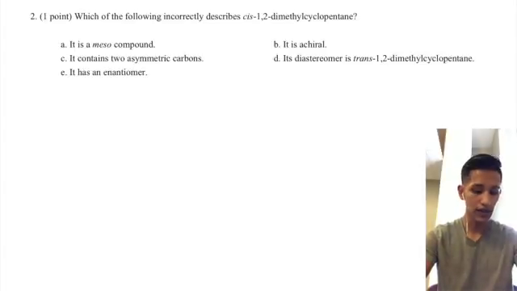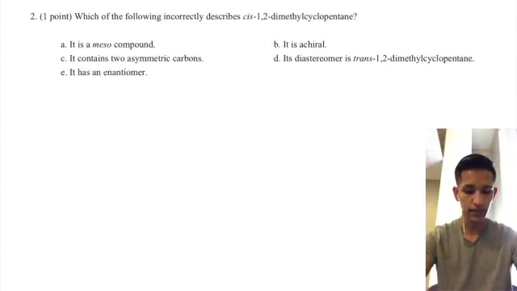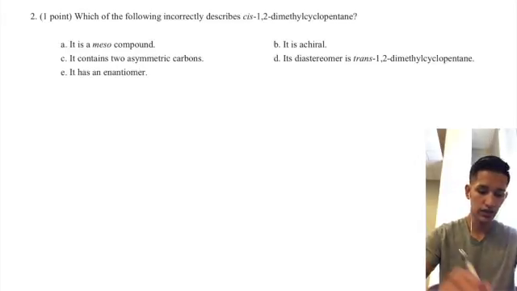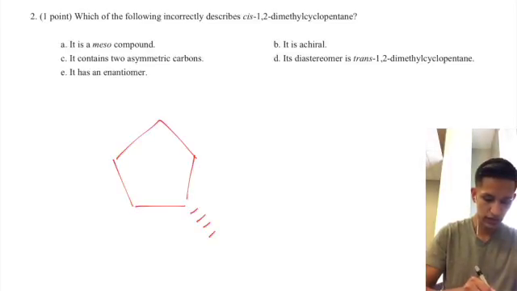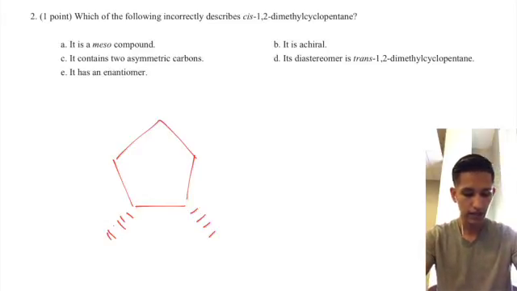Hey guys, so question 2 asks, which of the following incorrectly describes cis 1,2-dimethylcyclopentane? The first thing we're going to do is draw our compound. Then at the 1,2 position, we draw either 2 wedges or 2 dashes, as long as they're the same because this is cis. And then we're going to look at our answers.